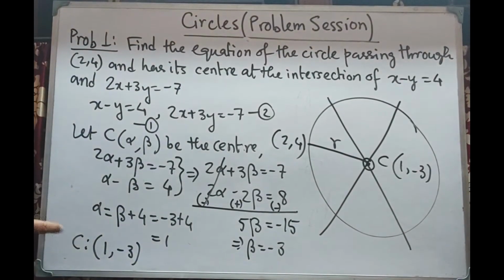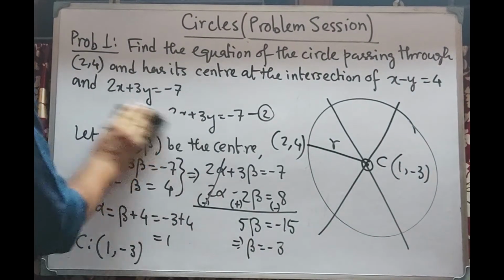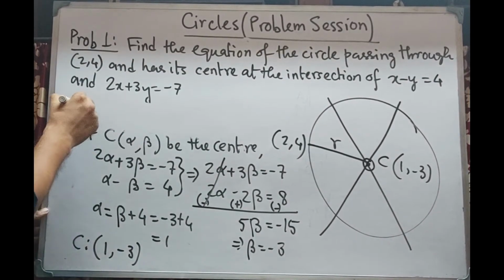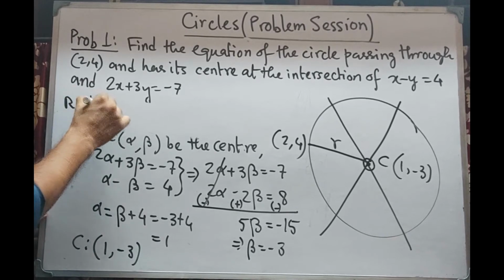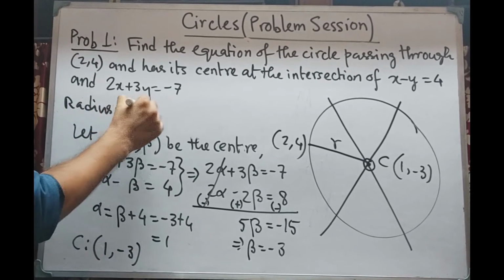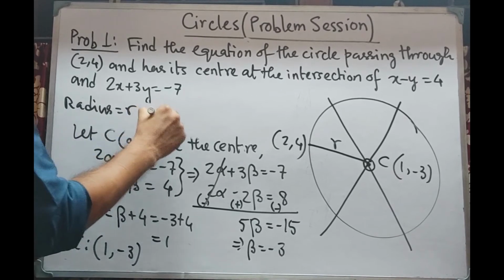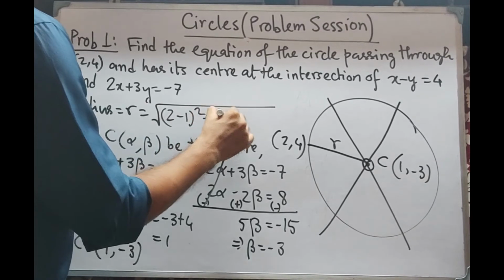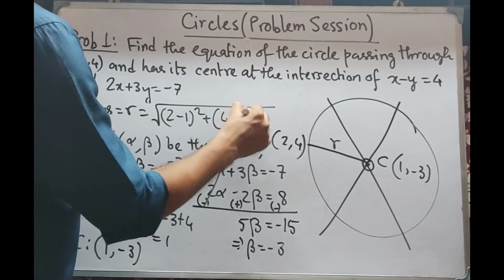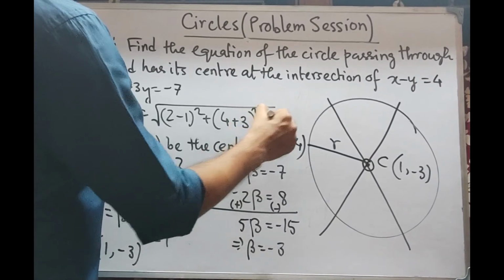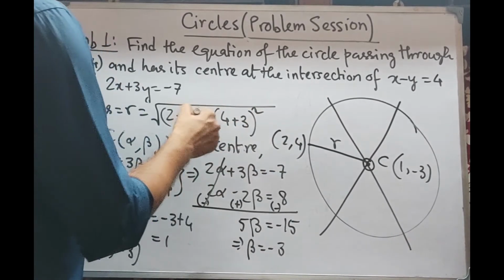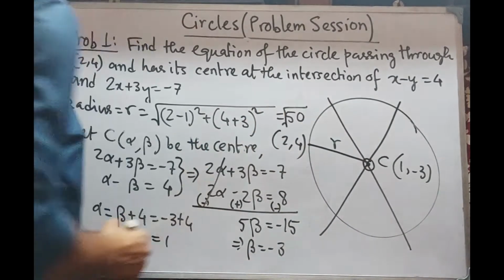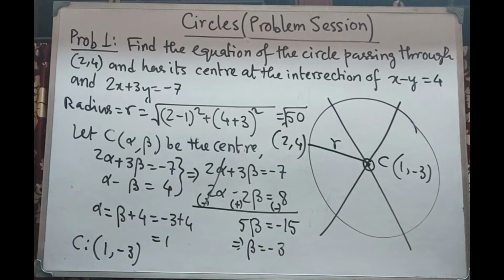So I am erasing this part here. This is not required here. So we can say that the radius here, we can say that R. So R will be equal to root over of 2 minus 1 whole square plus 4 minus of minus 3, that means plus 3 whole square. And this gives you 1 square plus 7 square is 50. Square root of 50, that means 5 root 2.